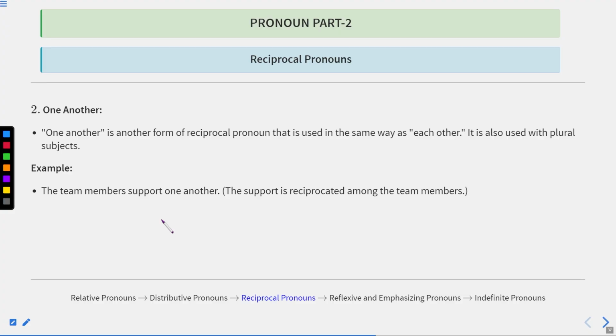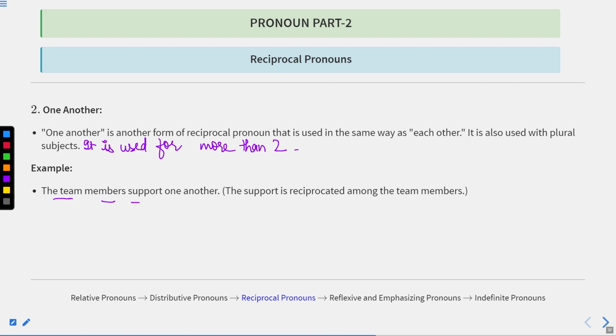But one another is another form of reciprocal pronoun that is used in the same way as each other. It is also used with plural subjects, but it is used for more than two. Now this is very, very important. Used for more than two. This is the basic difference between each other and one another. So when we are talking about more than two, we use one another.